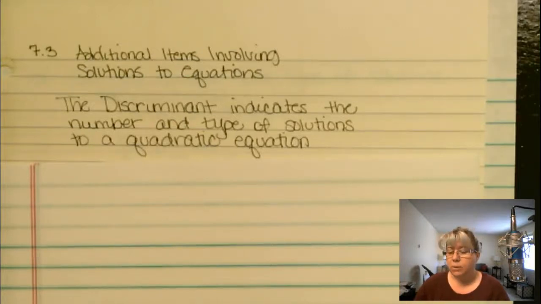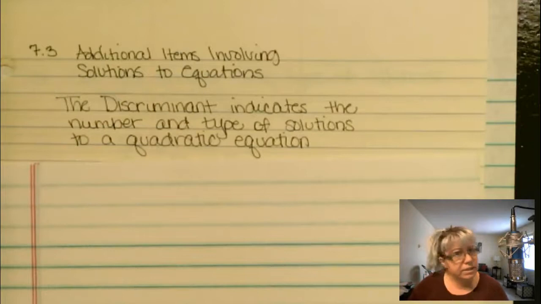Additional items that will be helpful is looking at those tools that we have in a little different way, as well as what's called the discriminant. Now, the discriminant doesn't help us solve the equation, but it does help us recognize what solutions we should get in the end. So it will indicate the number of solutions as well as the type of solution.